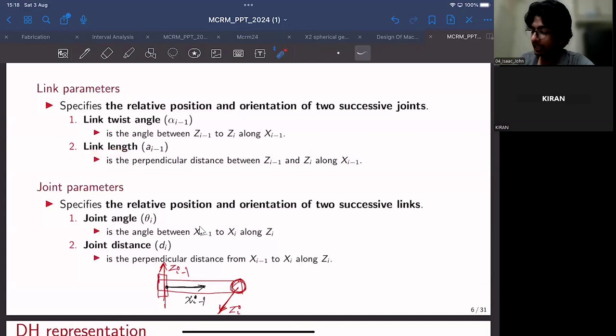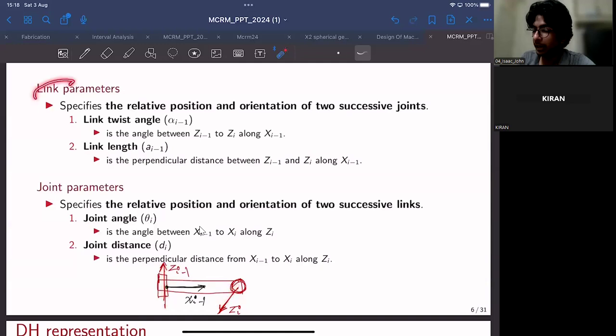The reason is that link length is nothing but the length of the link we are dealing with. A binary link, which has two joints, has as its defining characteristic its link length, which is nothing but the distance between these two joints. So if you traverse along xi minus 1 by ai minus 1 units, which is the link length, you will be able to map the distance between these two frames.